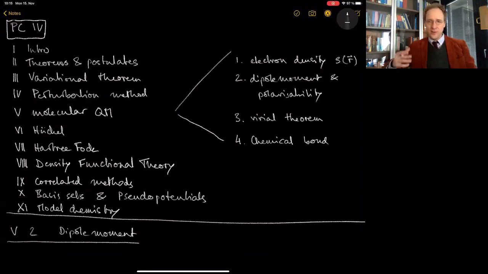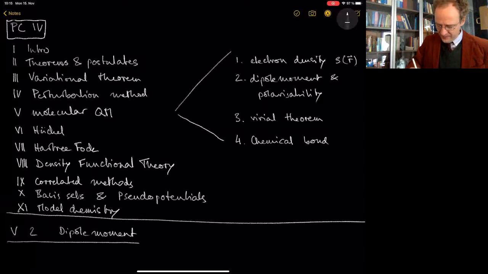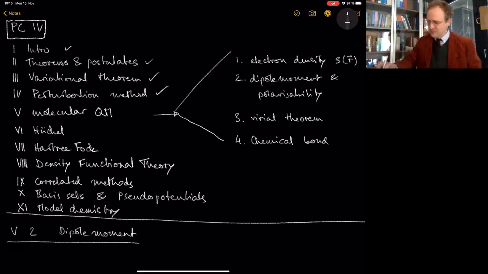Just to remind you, I put the table of contents here once more. We covered in the semester the introduction, the theorems and postulates, the variational theorem, the perturbation method, and we are currently in the topic of molecular quantum mechanics. And here we covered the electron density. Are there any questions on the material covered so far? Please don't hesitate to interrupt me or write it in the chat, as always.